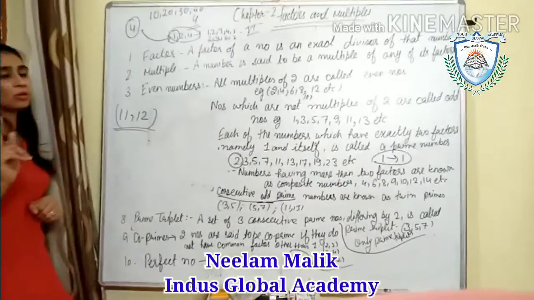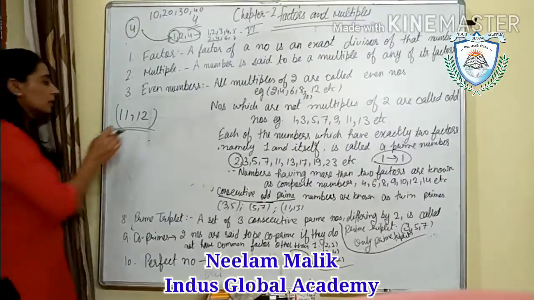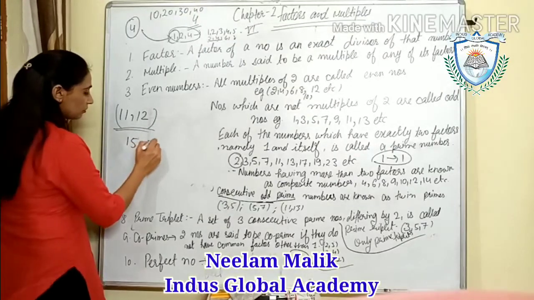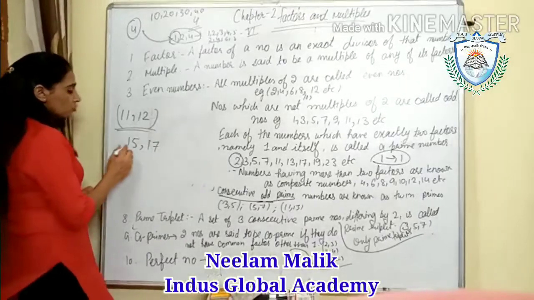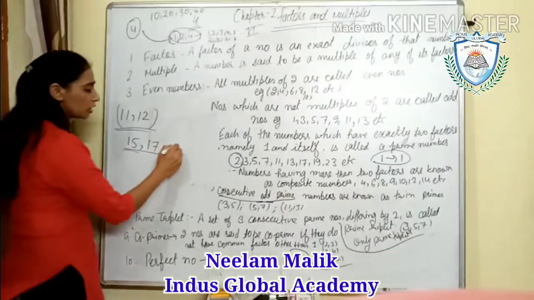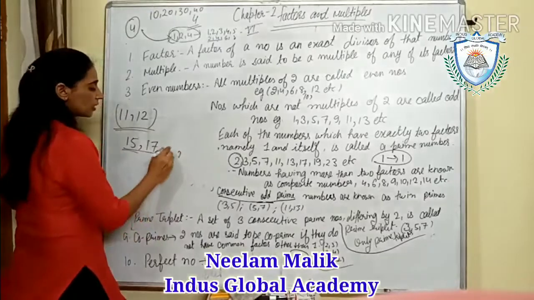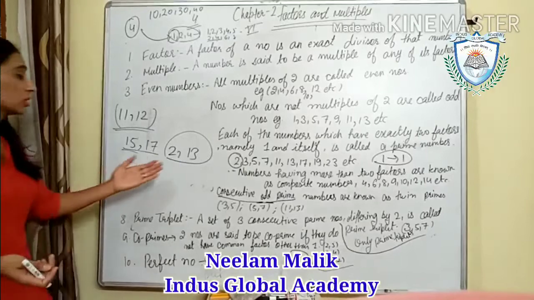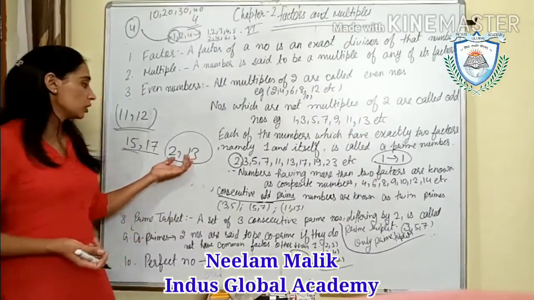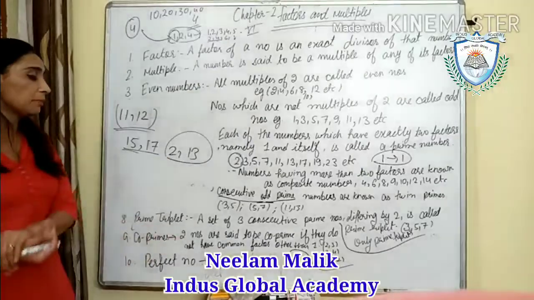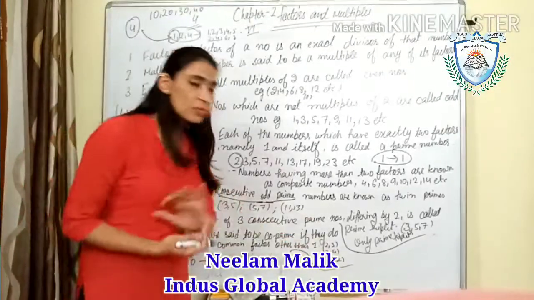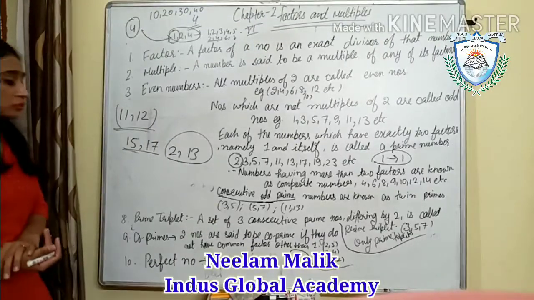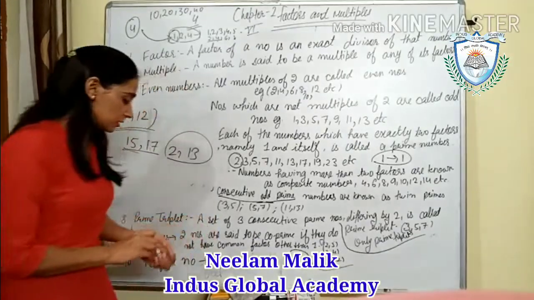Both are coming in the table of 1 only. Nothing else is common. If I am talking about 15 and 17, here only 1 is common. If I take 2 and 13, only 1 is common because both come in the table of 1 only. So these are also co-prime numbers. Here some pairs of co-prime numbers are written. Now the perfect numbers. What is a perfect number? I want to explain this.